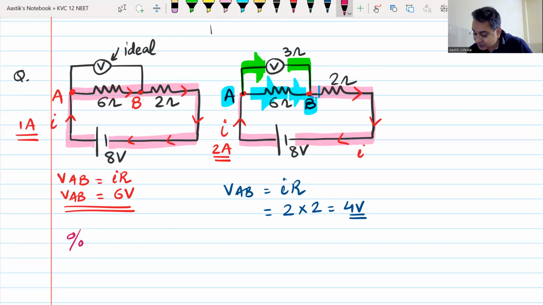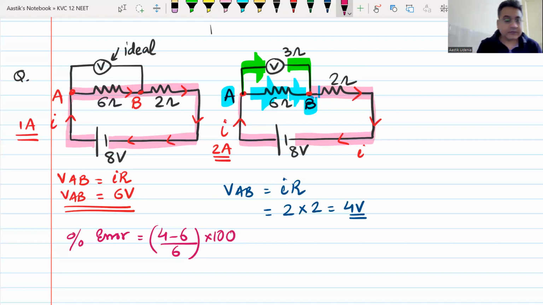So the percentage error will be (4 minus 6) divided by 6, multiplied by 100. So it is 33%. Do we get this? Yes, no? Everyone is getting this. Okay, I'll give you 2 minutes to note it down.